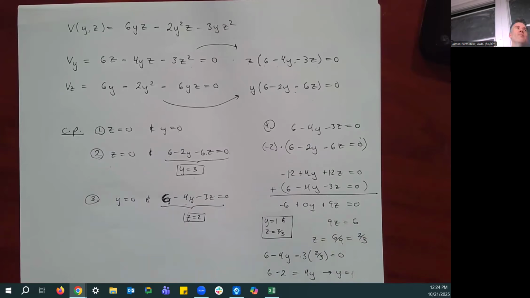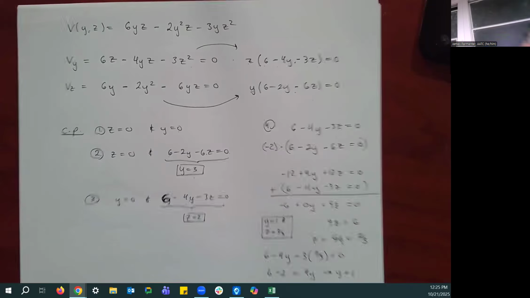Even though it's pretty much a guarantee that the only point you found that actually makes any sense is going to be the thing that maximizes the volume or minimizes the thing you're asked to find, usually the one point you find that makes sense is the thing you're trying to find. You should still check. So let's do the checking real quick here.